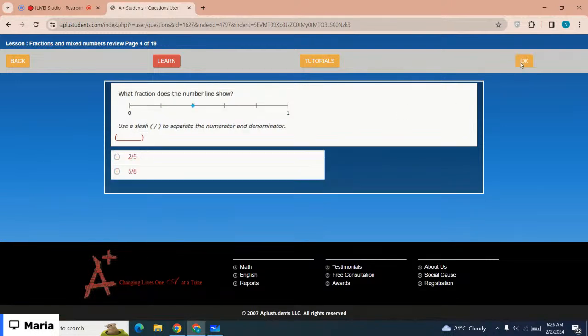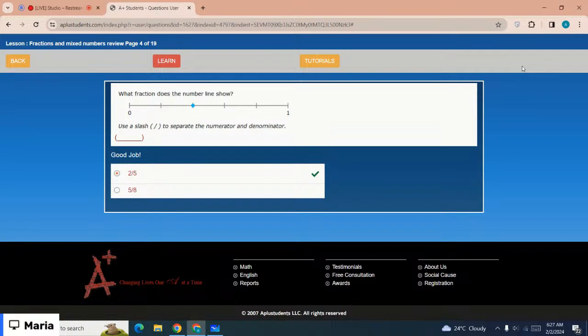Very good. Okay, the next one: what fraction does the number line show? Which is the correct option? Yes, that is 2 out of 5. The total segments are 1, 2, 3, 4, 5. That is 2 out of 5. Option number 1 is the correct option.